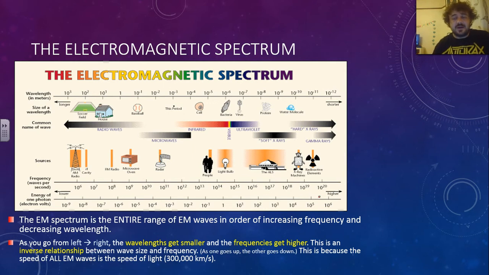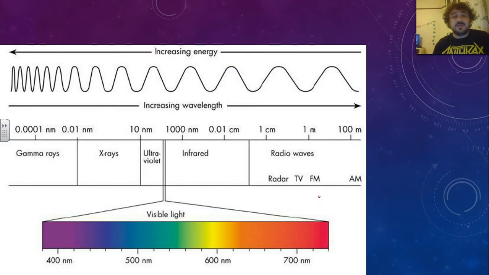wave gets higher. Okay, so this inverse relationship happens because, remember, the speed of the wave equals the wavelength times the frequency. And the speed of all light is constant, whether it's a radio wave or an X-ray. They all run at 300,000 kilometers per second, all forms of light. So as one increases, the other one has to decrease to maintain that 300,000 kilometers per second.